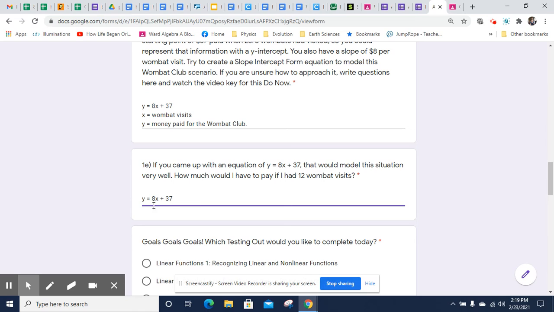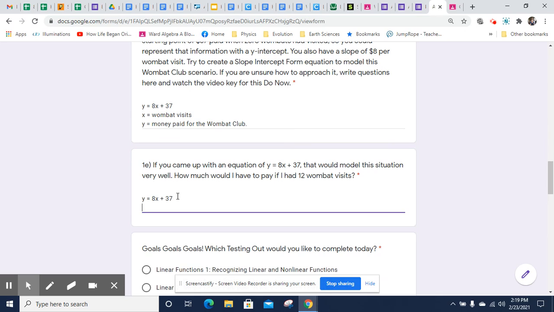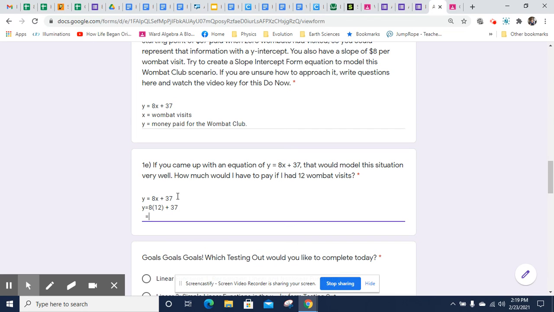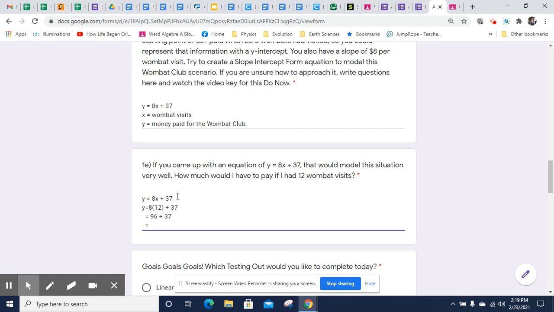So we have our equation, y equals 8x plus 37. What do we do with that and this 12 Wombats? Well, what we do is we replace the variable that is Wombat visits, that's x, with 12. So we say y equals 8 times 12 plus 37. Okay, and 8 times 12 is going to be 96, plus 37. Well, let's see, 7 plus 6 is 13, so I'll put a 3 in there. Carry the 1. 1 plus 9 is 10, plus 3 is 13, so $133.